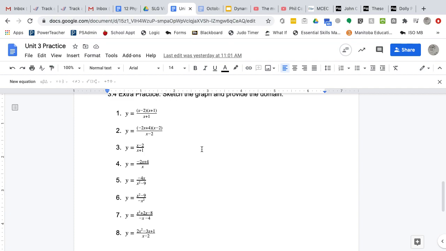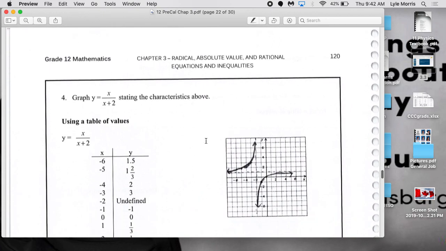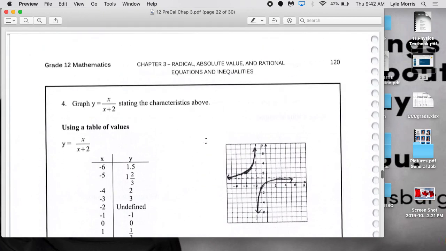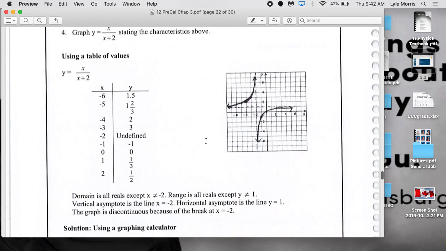In the textbook, it says the graph is discontinuous because of the break at x equals -2. What does that mean? It's just that's where the asymptote is. These two don't connect. You don't have to worry about that. You know that there's an asymptote. If there was no asymptote, then these would connect. It'd be kind of one line.